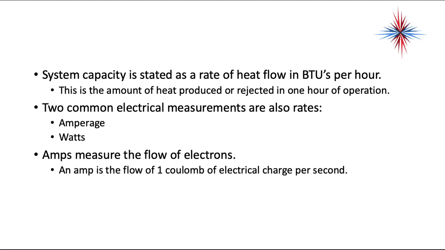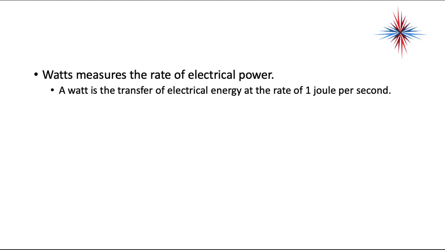There's two common electrical measurements that are also rate, amperage and watts. Amperage measures the flow of electrons. An amp is the flow of 1 coulomb of electrical charge per second. So again, your meter measures rates. Watts measures the rate of electrical power. A watt is the transfer of electrical energy at a rate of 1 joule per second.